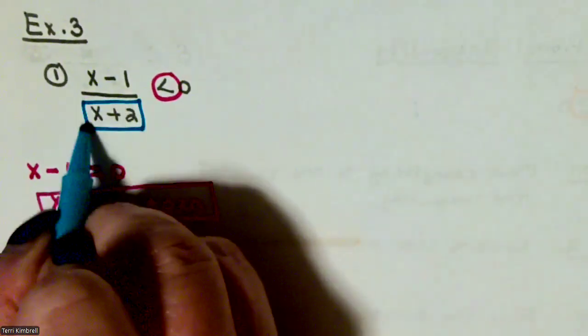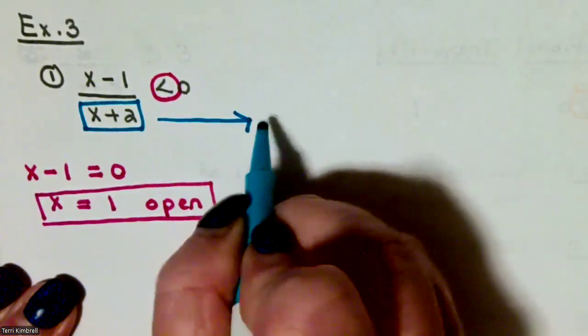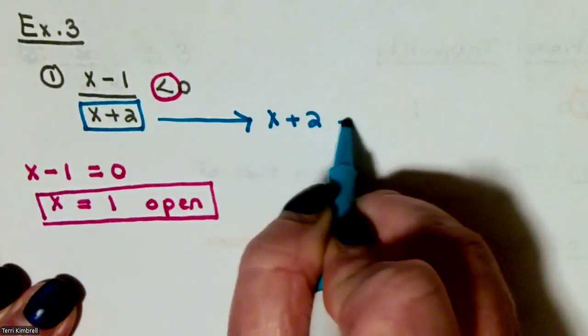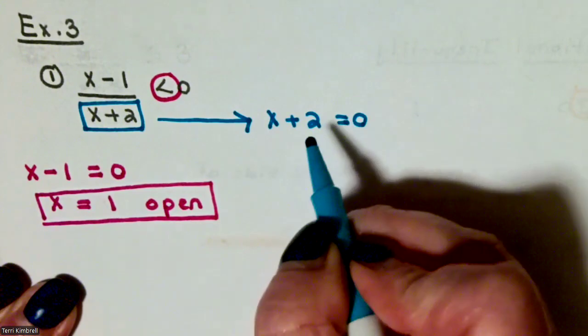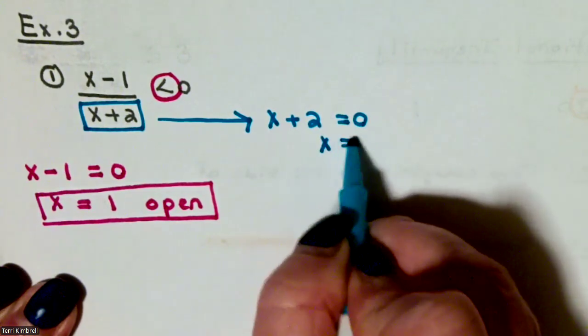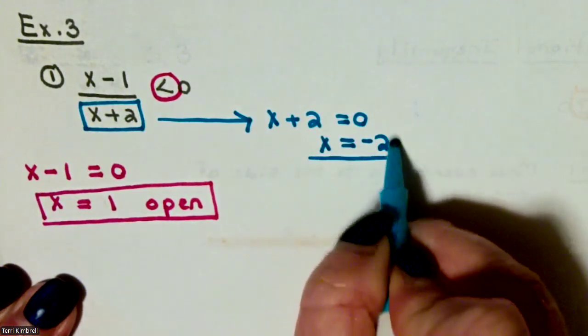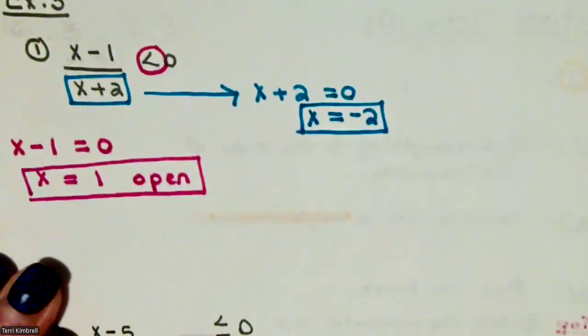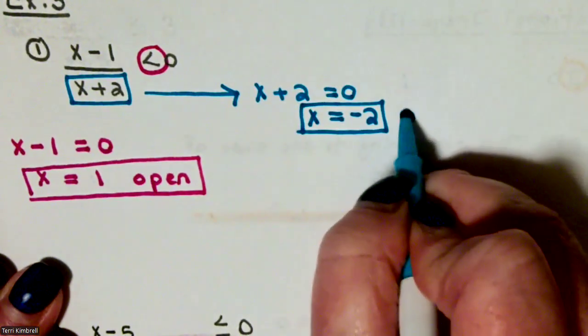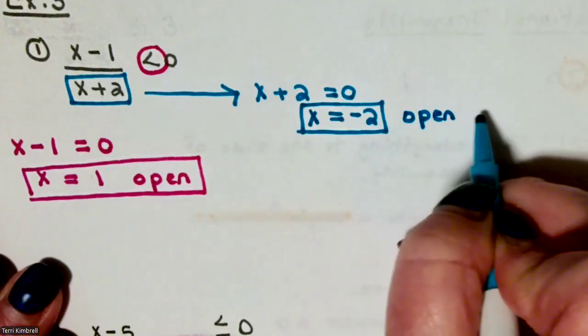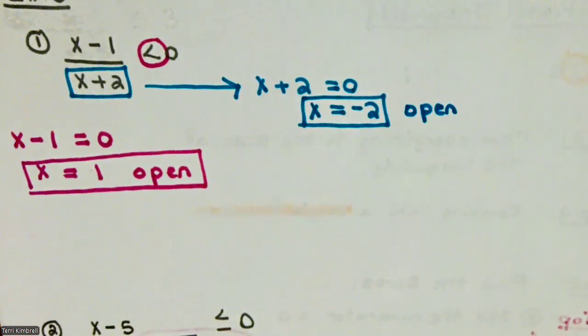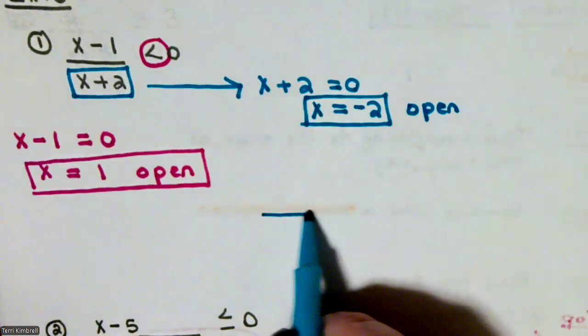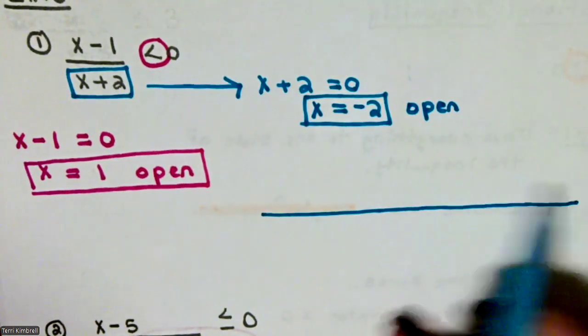Then you're going to take the denominator. The denominator is x plus 2. You're going to set that equal to 0, and x is going to be negative 2. Now, since this is the denominator and you cannot divide by 0, that is going to be an open interval as well. Okay, now we're ready to draw our number line.